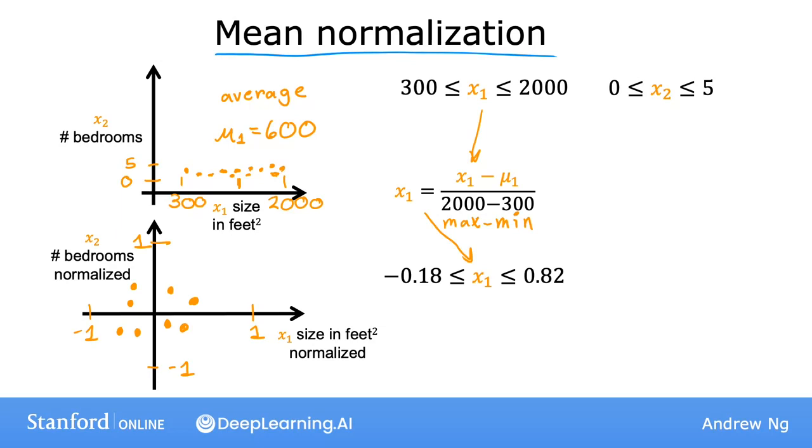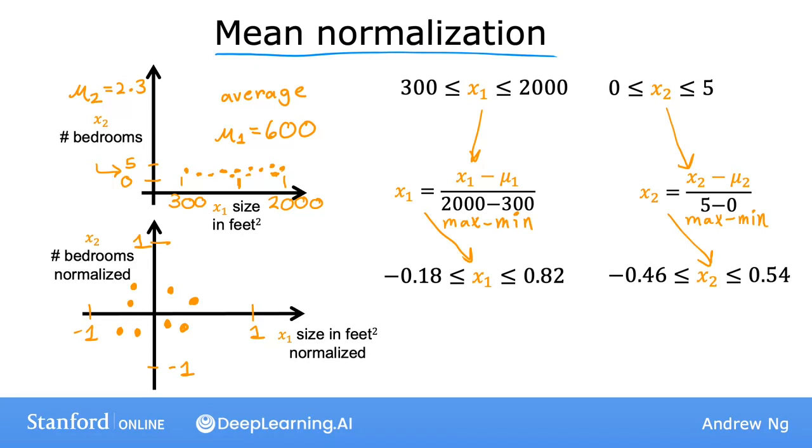Similarly, to mean normalize x2, you can calculate the average of feature 2. For instance, mu2 may be 2.3. Then you can take each x2, subtract mu2, and divide by 5 minus 0. Again, the max 5 minus the min, which is 0. The mean normalized x2 now ranges from negative 0.46 to 0.54. If you plot the training data using the mean normalized x1 and x2, it might look like this.